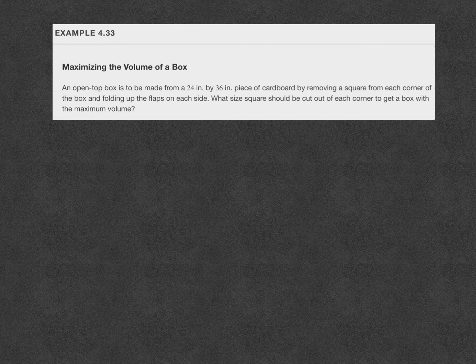Now, the first thing that I want to do with this one is try to get an idea visually of what's going on here. It says we have a piece of cardboard that is 24 by 36. So a rectangular piece of cardboard, 24 inches there, 36 inches there. And then we're removing a square from each corner. So we're cutting out a square on each of the 4 corners. Those would all be identical squares, even though my picture doesn't really look like they are. That's getting cut out. And then we're folding up the remaining 4 sides.